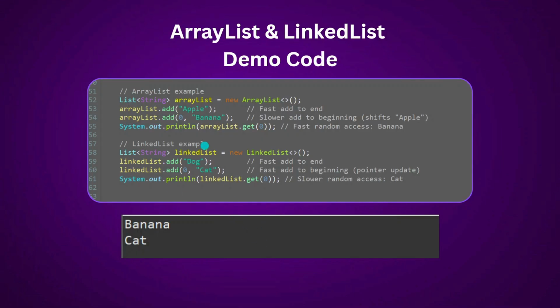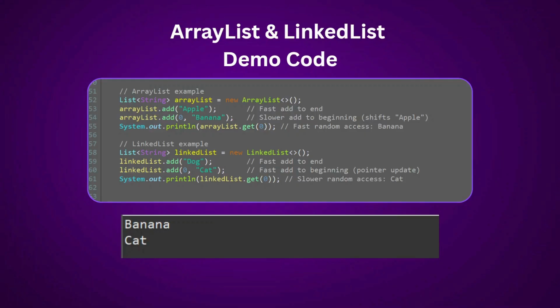So here in the demo, you can see that we created our ArrayList. We added an apple and we access it using its index. It's fast. And here in the LinkedList, we do the same thing. This time we're using dog and cat, but this is slower.